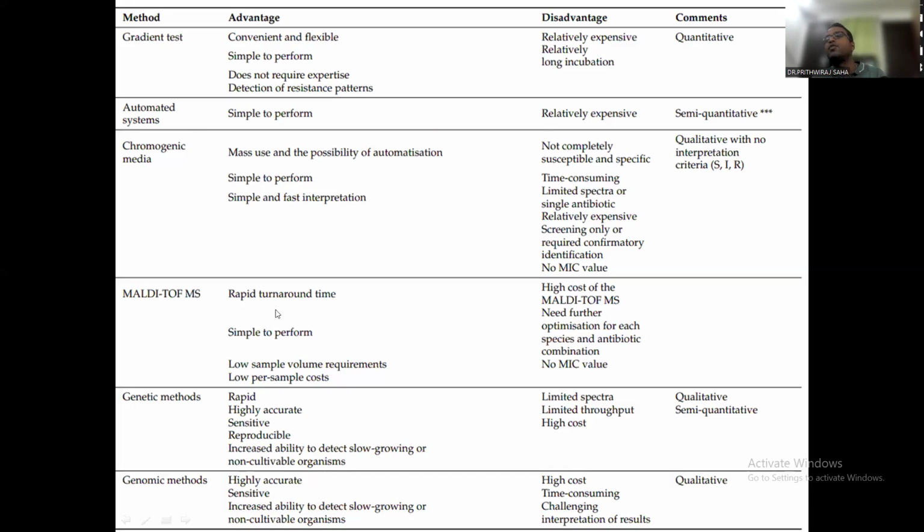MALDI-TOF MS gives you a very early report, but the problem is they do not give you the MIC value. So the selection of antibiotic becomes very difficult. So these are the advantages and disadvantages of different methods. So go through them one by one. It may come in your exam. So I am not discussing this in detail.